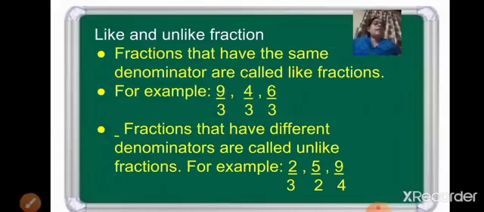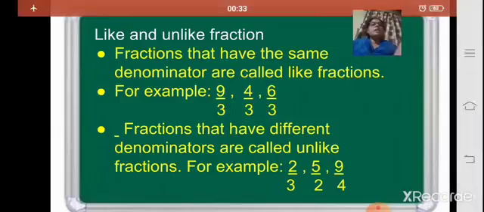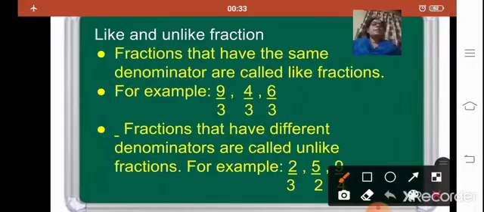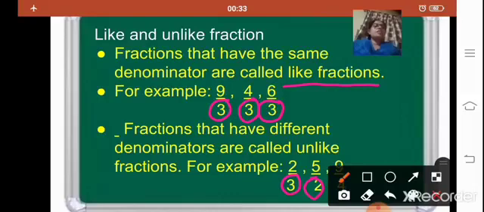Now what are like and unlike fractions? Fractions that have the same denominator are called like fractions. For example, in 9/3, 4/3 and 6/3, the denominator is the same, that is 3. Such fractions are called like fractions. And fractions that have different denominators, here you can see 3, 2 and 4, all the denominators are different, so such fractions are called unlike fractions.